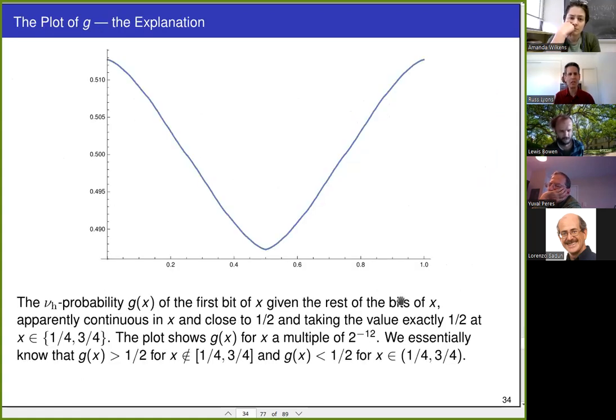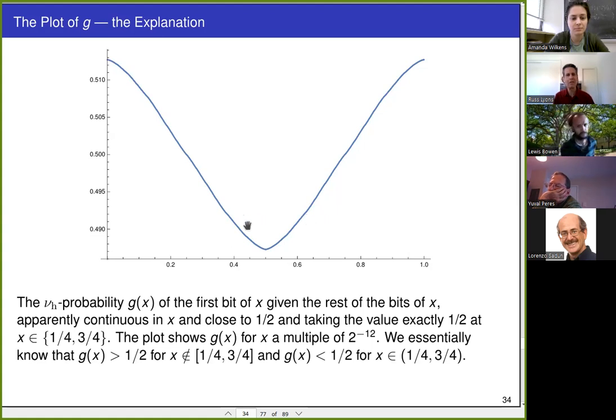So let's see what g looks like. It looks like this, apparently. It looks like it's continuous, which means it actually could be defined everywhere. Notice the scale here, 0.49, 0.51 over here. It looks like it's very close to half, actually. It takes the value exactly half at only 2 points, 1/4 and 3/4. This actually shows that this is a bunch of dots. This is 2 to the 12, 4,096 dots. That's all this is. I didn't join them by line.